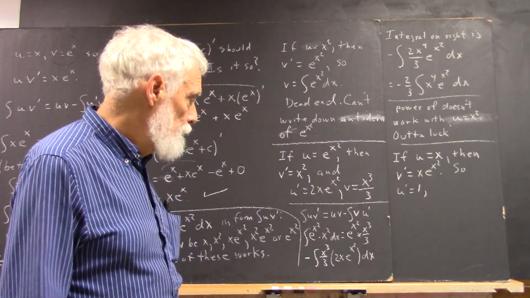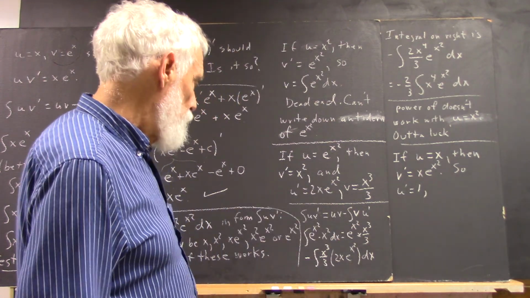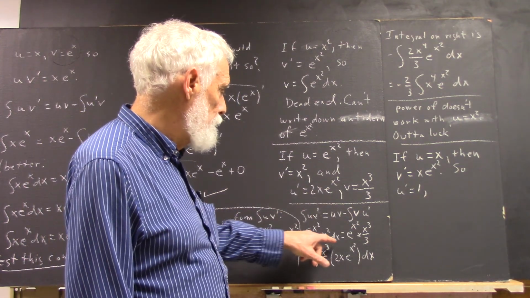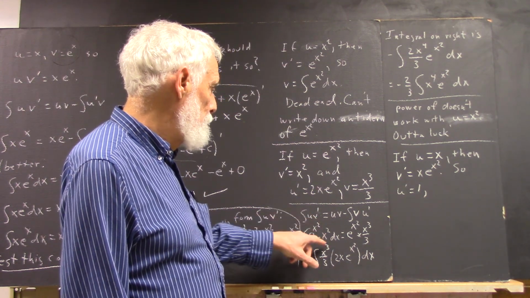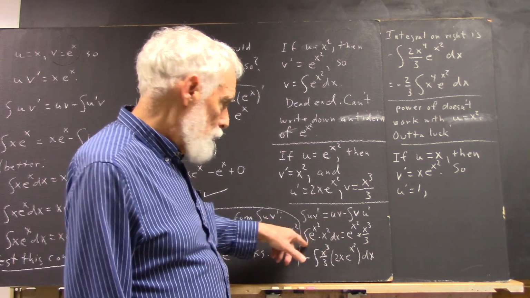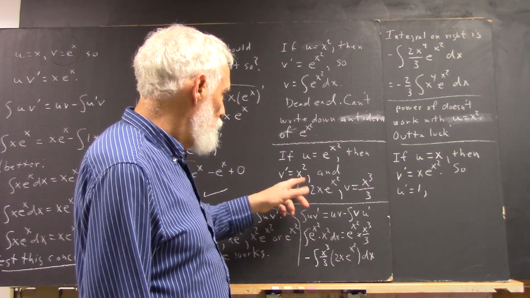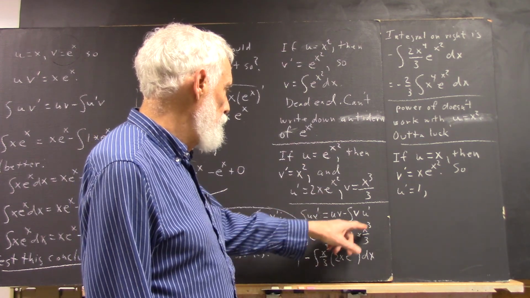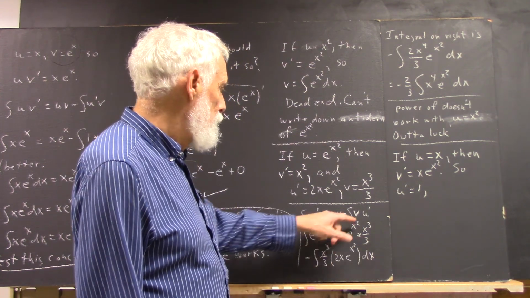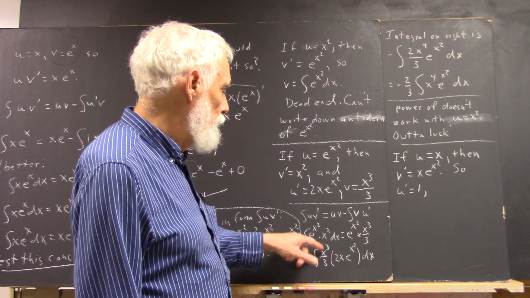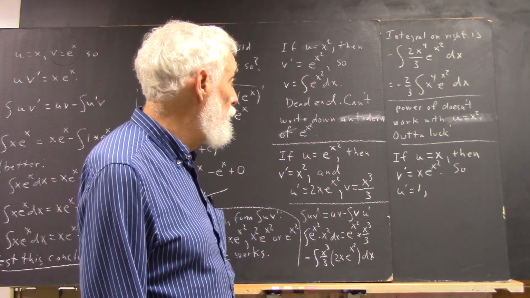So that our integral of u v prime equals uv minus the integral of v u prime takes the form: the integral of e to the x squared times x squared dx, because u is e to the x squared and v prime is x squared, and of course that's what we started with, has to equal uv. U is e to the x squared, v is x cubed over 3, minus the integral of v times u prime. V is x cubed over 3, and u prime is 2x e to the x squared dx.